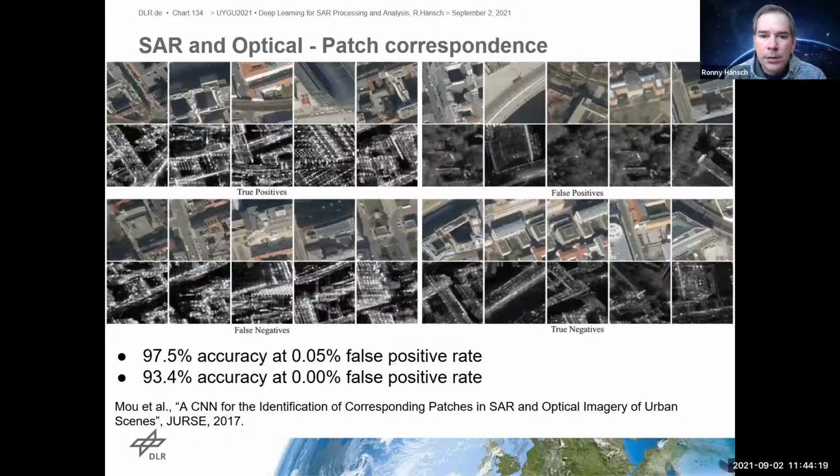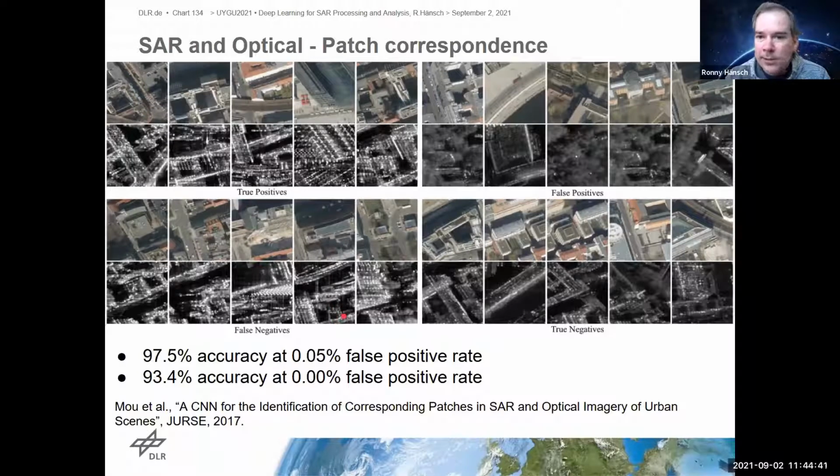Here you see a couple of results. So this is when it's correct. So those two patches do belong to each other. They do show the same thing. These are true negatives, so they do not belong to each other. This is false positive. So the network says they show the same thing, but actually they don't. And this is false negative. So the network says they do not show the same thing, but actually they do.